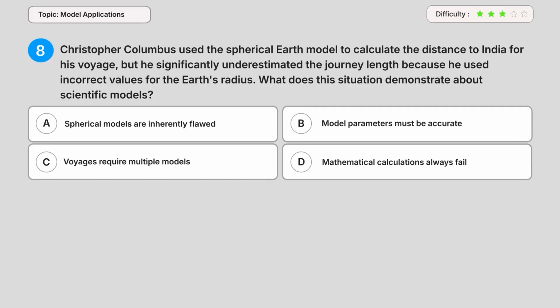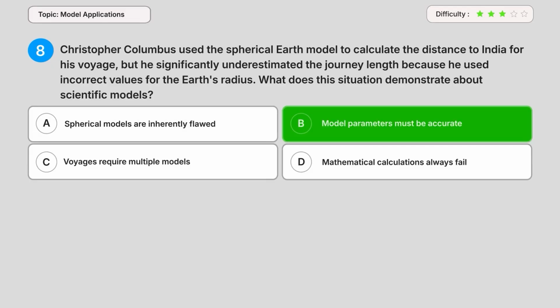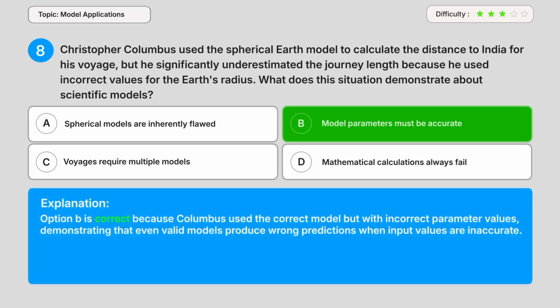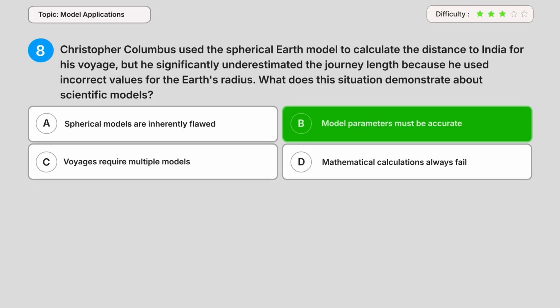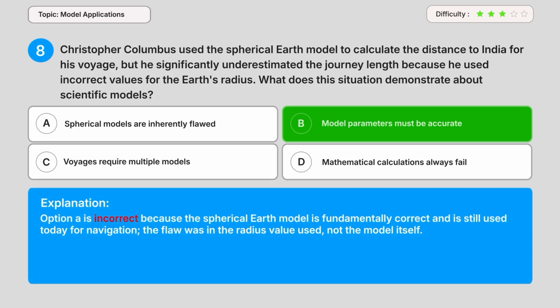Correct answer: B. Model parameters must be accurate. Explanation: Option B is correct because Columbus used the correct model, but with incorrect parameter values, demonstrating that even valid models produce wrong predictions when input values are inaccurate. Option A is incorrect because the spherical Earth model is fundamentally correct and is still used today for navigation. The flaw was in the radius value used, not the model itself.